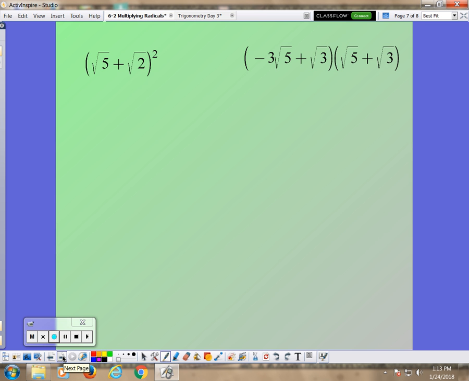Now let's talk about FOIL. If you remember, when we see a 2 outside of a parenthesis, that means I have 2 of that same parenthesis. So I need to write that 2 times.